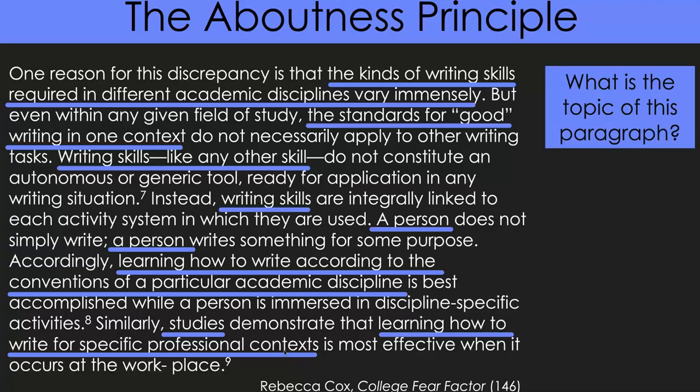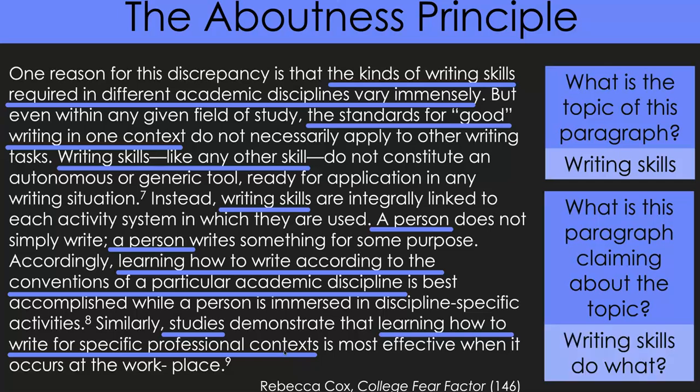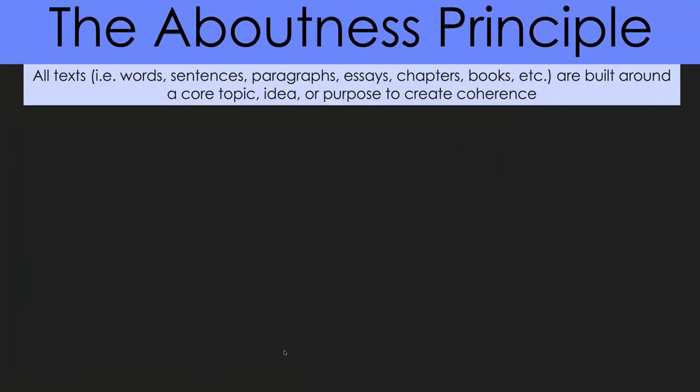So if we ask ourselves, what is this paragraph about? Look at all of it. What do you think it's probably about? Writing skills. And then you can ask yourself the same question that we would do to get to the summary. What is this paragraph claiming about that topic? What is this paragraph claiming about writing skills? Writing skills do what? And that's how you can arrive at a summary of your paragraph. So we want to just remember to start summarizing that all texts are built around a core topic, idea, or purpose, and that's how we start to create coherence.